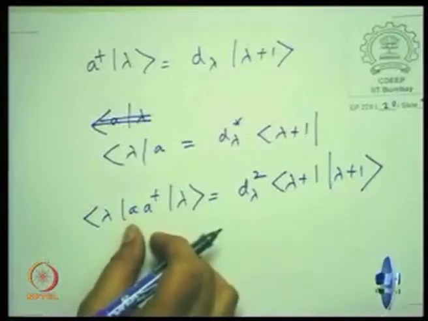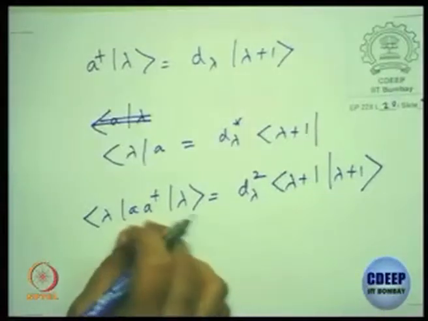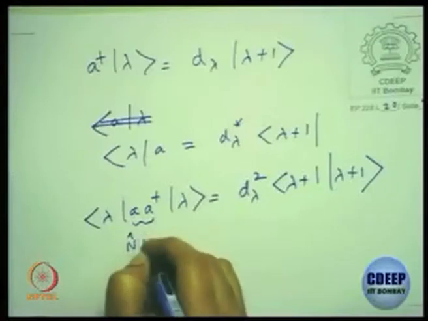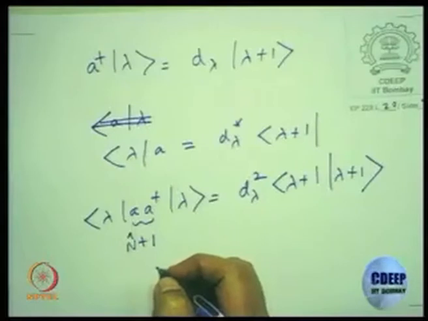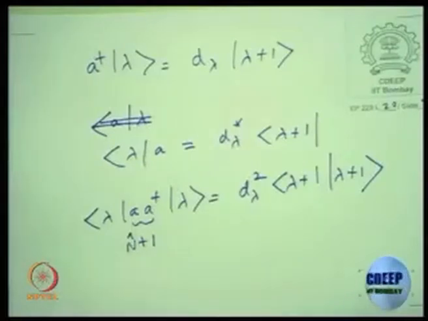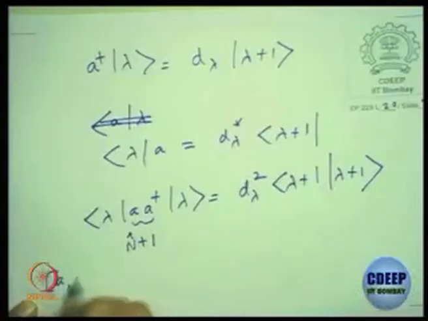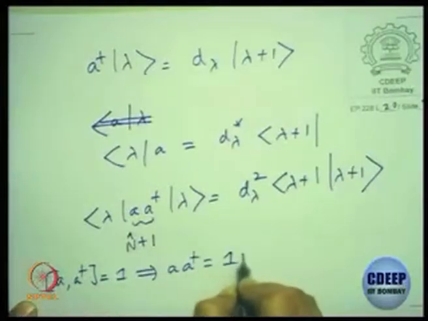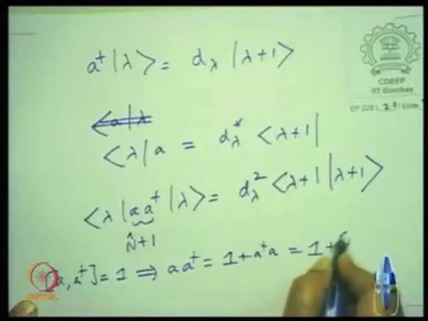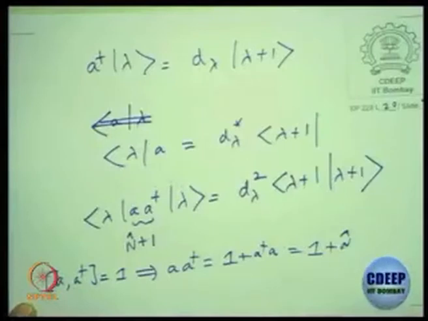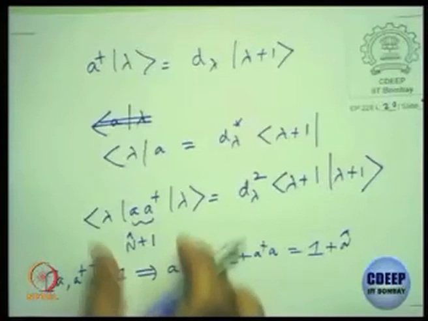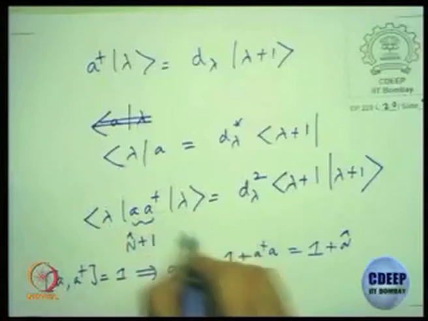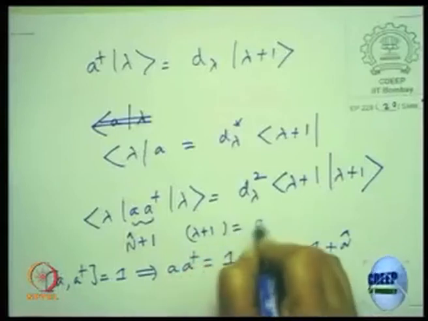What is this? Yeah, you can try to use the commutator and write it in terms of the n operator plus 1, right? Is that right? Using the commutator, if you use a a dagger to be 1, it implies a a dagger is 1 plus a dagger a, which is 1 plus the number operator. So this will give you lambda plus 1. Okay, so you will get lambda plus 1 to be d lambda squared.